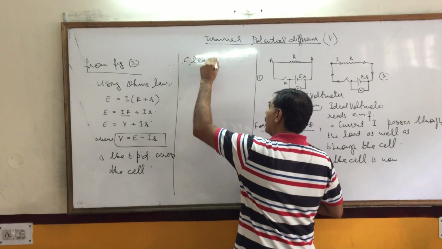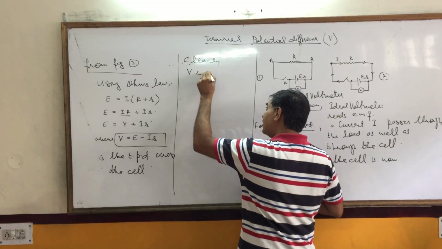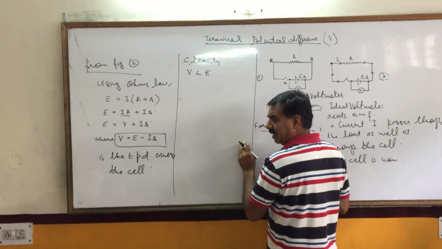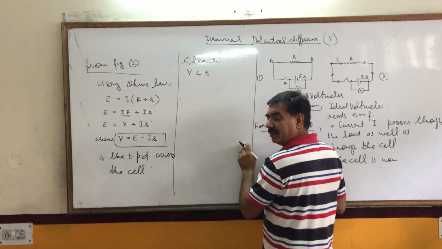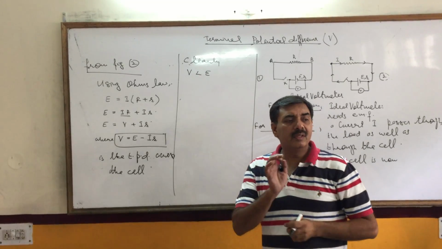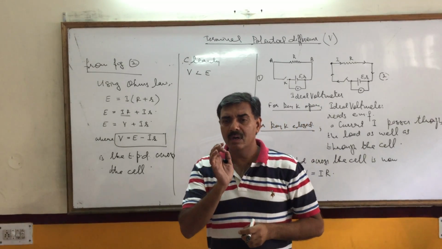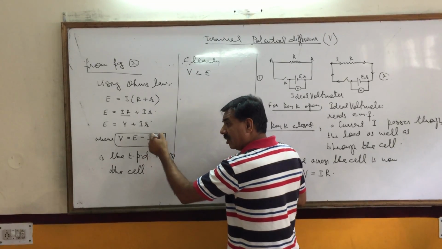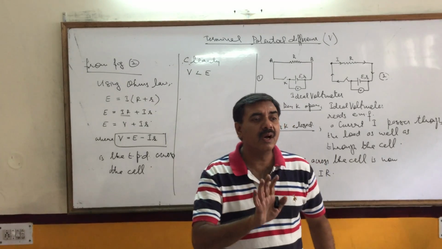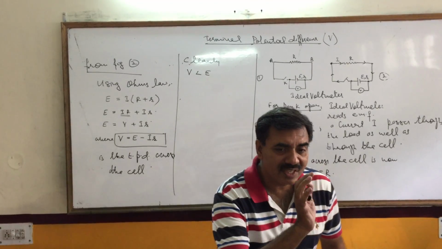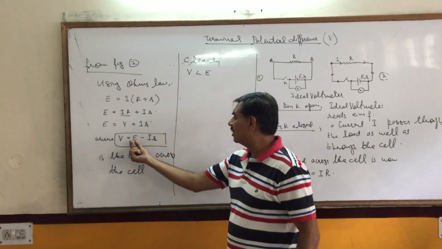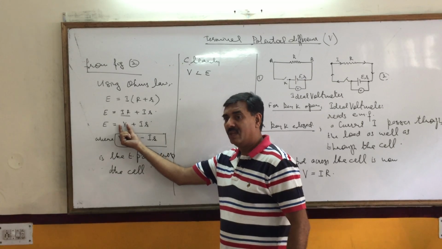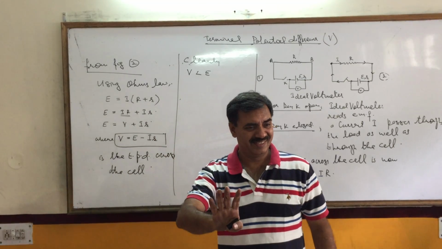Clearly, V is less than E. This is a very important line, listen first. This is because a part of the cell's energy is used to send a current through the cell also. This is the energy which is used to send a current through the load resistor, which is the terminal potential difference.